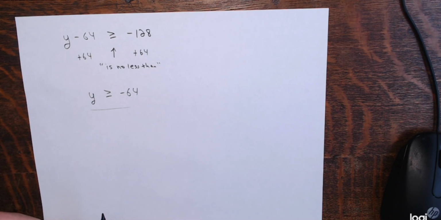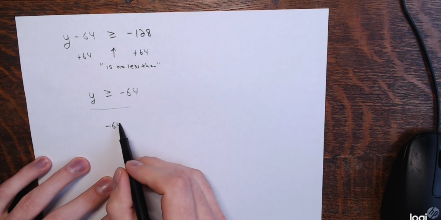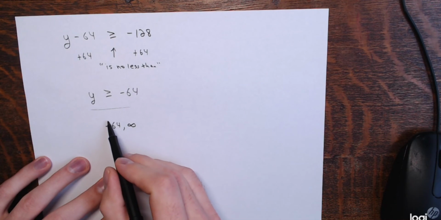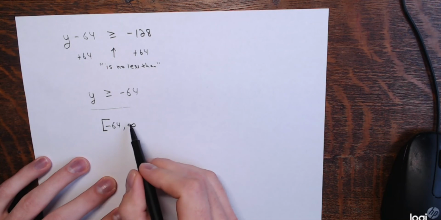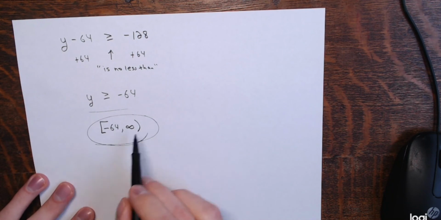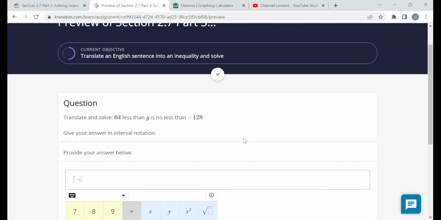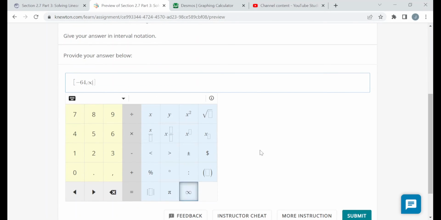And in interval notation, the numbers greater than or equal to negative 64 are from negative 64 to positive infinity, right? So you get a bracket on negative 64, because negative 64 is one of those numbers, and always parentheses on infinity. So there's your interval notation: bracket negative 64, comma, up to infinity, all the numbers greater than or equal to negative 64.